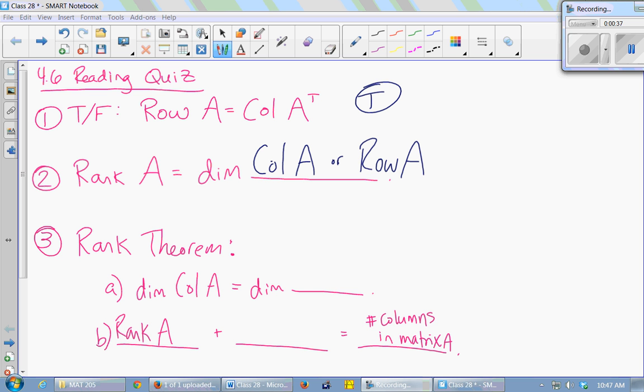Okay, so the rank theorem says that the dimension of the column space of A always equals the dimension of the row space of A. And it says that the rank of A plus what always equals the number of columns in the matrix? The dimension of the null space of A. That covers all the big stuff from this section.